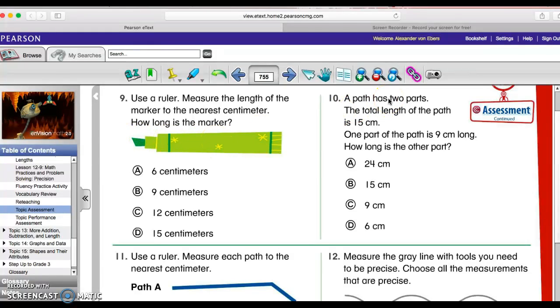Number 10, a path has two parts. The total length of the path is 15 centimeters. One part of the path is 9 centimeters. How long is the other part? So if the total is 15 centimeters and one is 9, the other part is 24, 15, 9, or 6 centimeters.